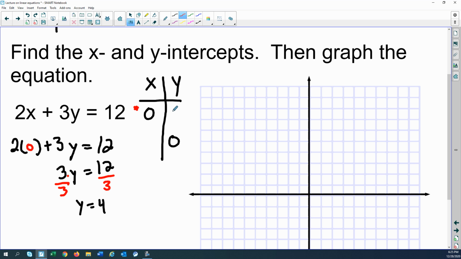So my first ordered pair is going to be 0 left and right, but up 4. So this is my y-intercept. It's where the line intercepts or crosses the y-axis. Okay.